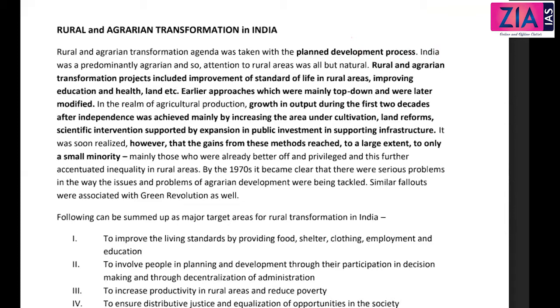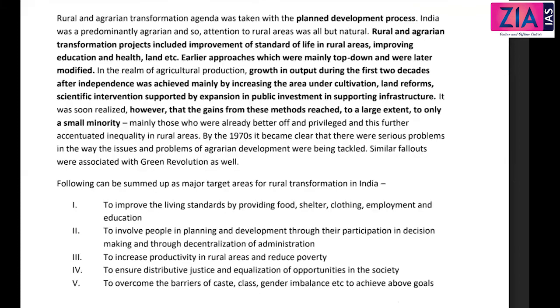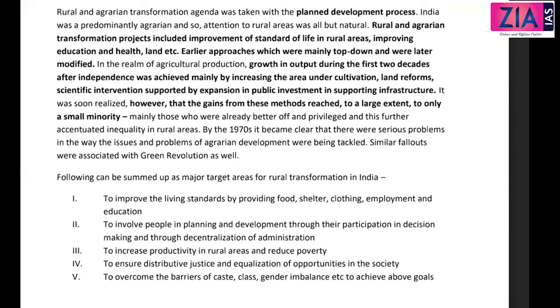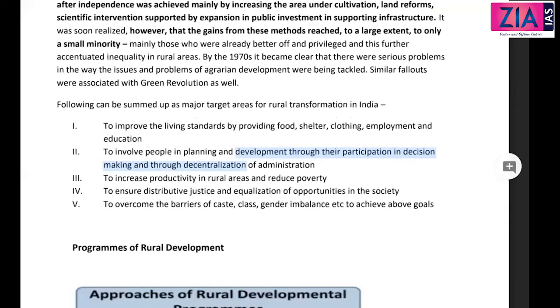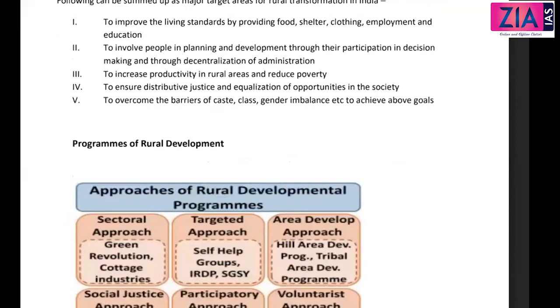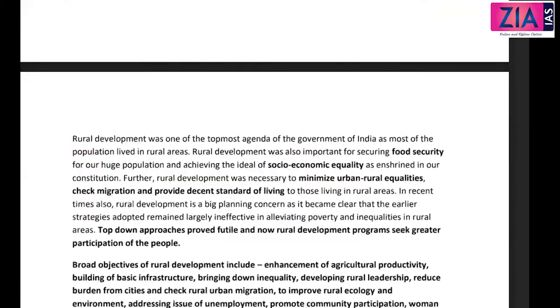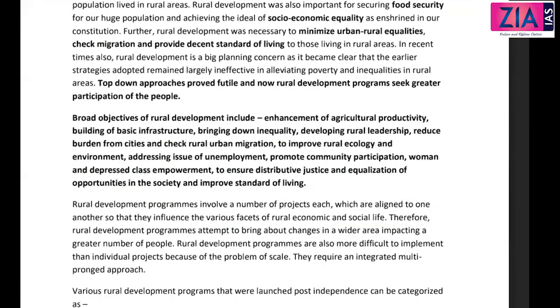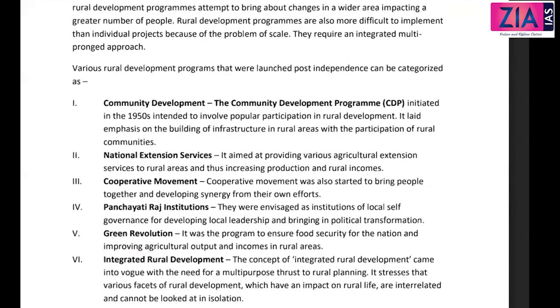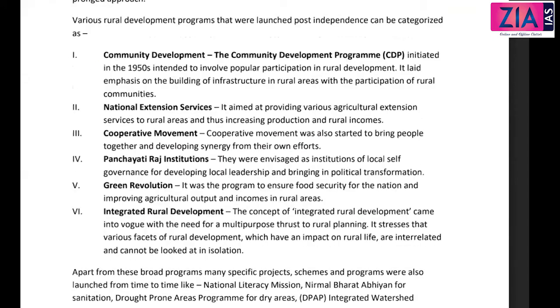You might have already covered this in your planning, the 5-year plans, or otherwise in post-independent India. So that knowledge is what is actually required here. So we will move on. This is what is actually in your syllabus: community development program, and then cooperative movement.